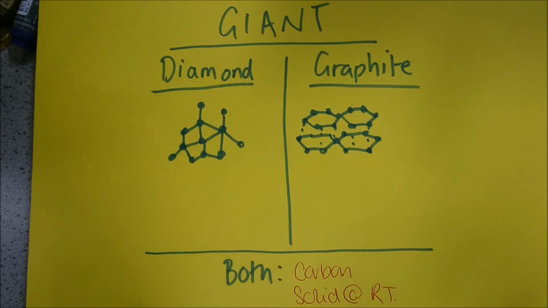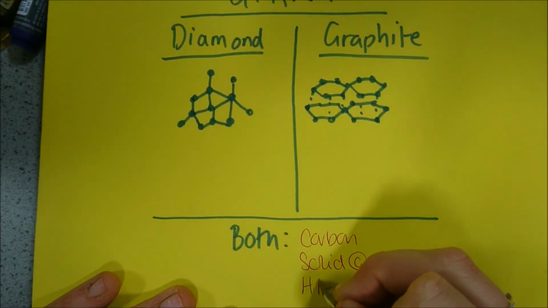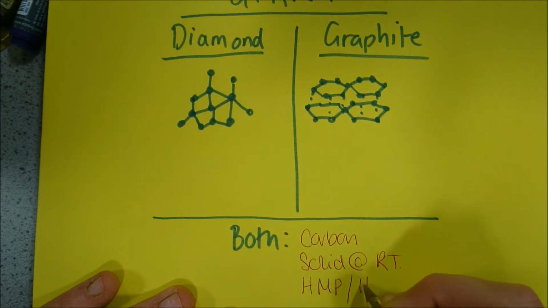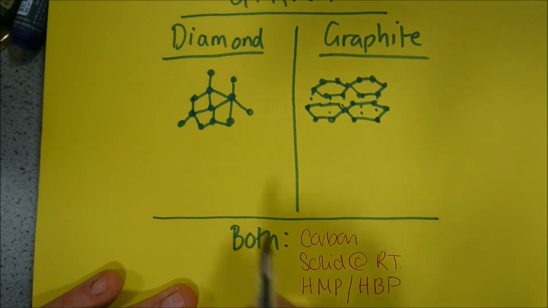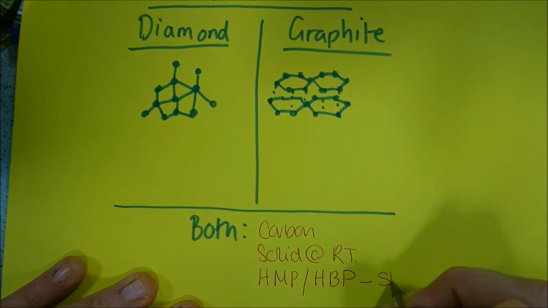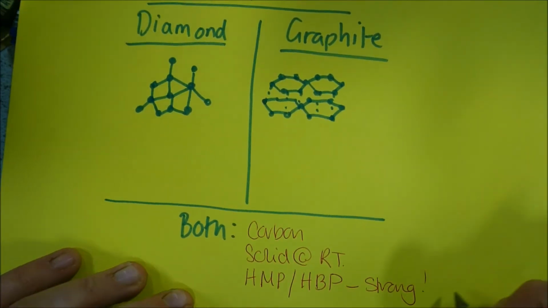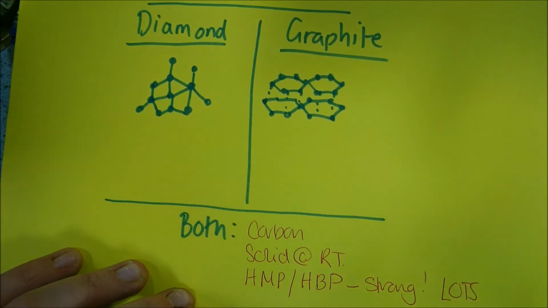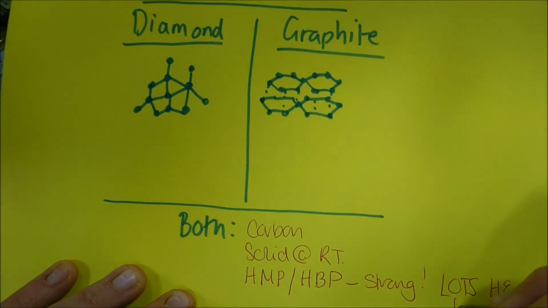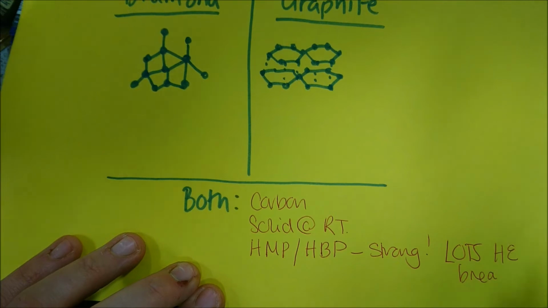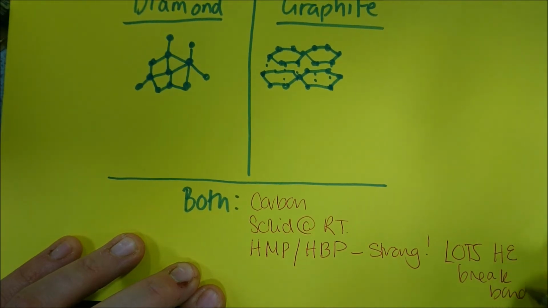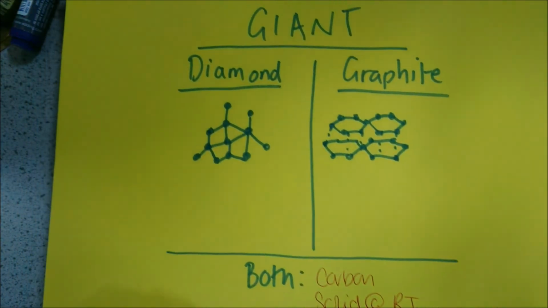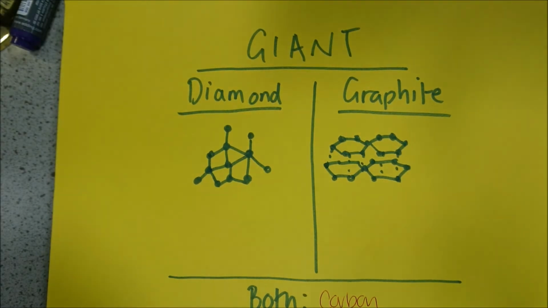Okay, so key things to know about these. They're both solid at room temperature. They both have high melting points and high boiling points because the covalent bonds, the bonds between the carbons, are very strong, which means they need lots of heat energy to break the bonds. Okay, you need to know the properties of these two allotropes and also silicon dioxide, but I'm just going to focus on these two now.